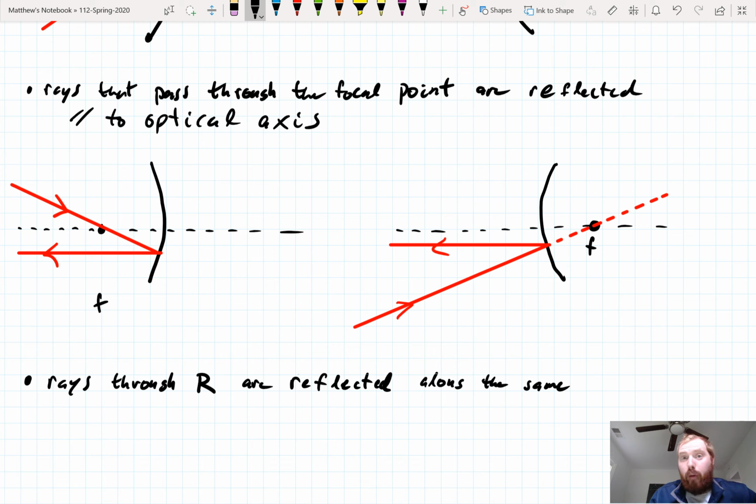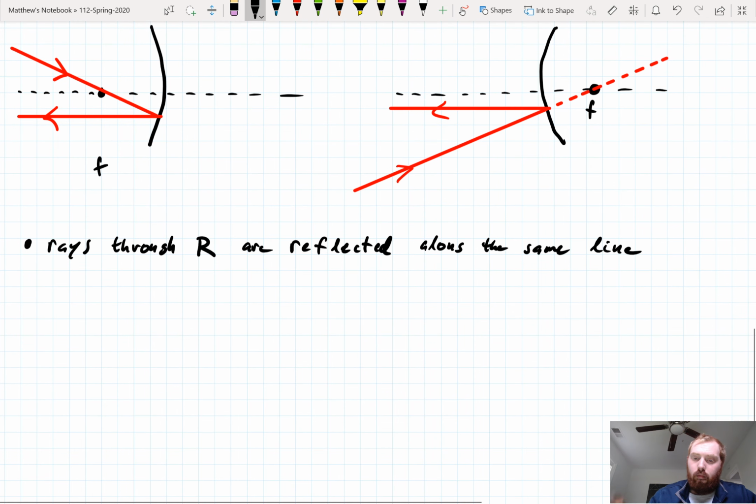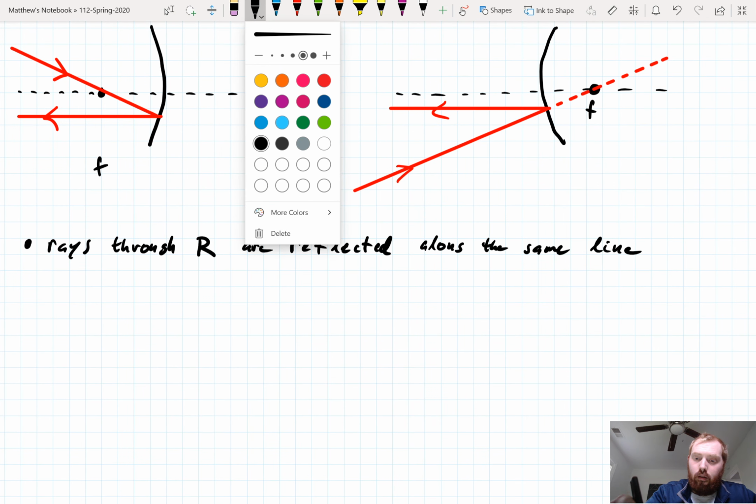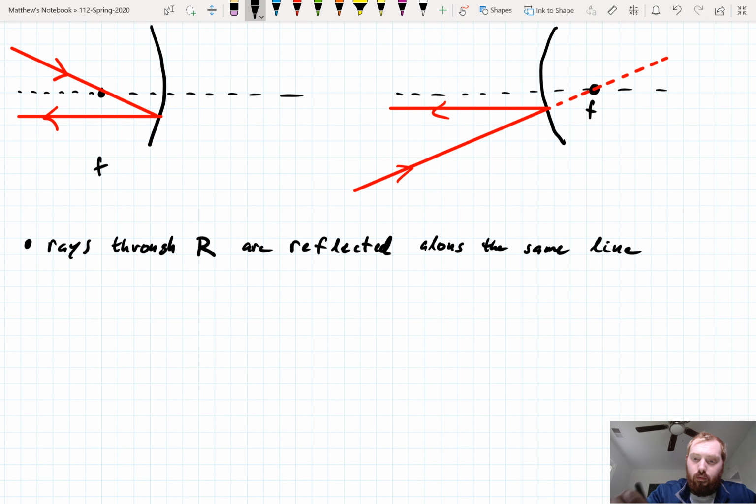If it passes through the radius of curvature, then it's going to bounce and come right back through that point. Here's my mirror. Here's my second mirror.